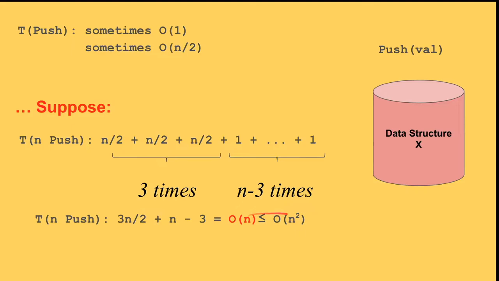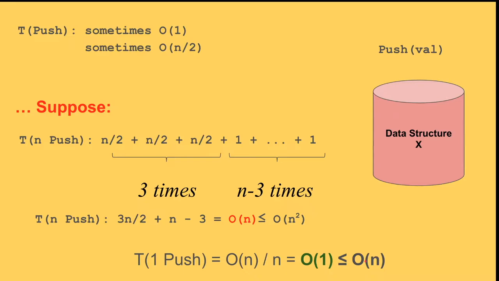This is a significant difference. We went from O of N squared to O of N. Based on this, I can write here one push is equal to O of N divided by N, which is really O of 1. And compare this again to what we calculated before, which is O of N. And now you can say T of one push is O of 1, which is a constant value. And to be exact, the amortized time of one push is O of 1.